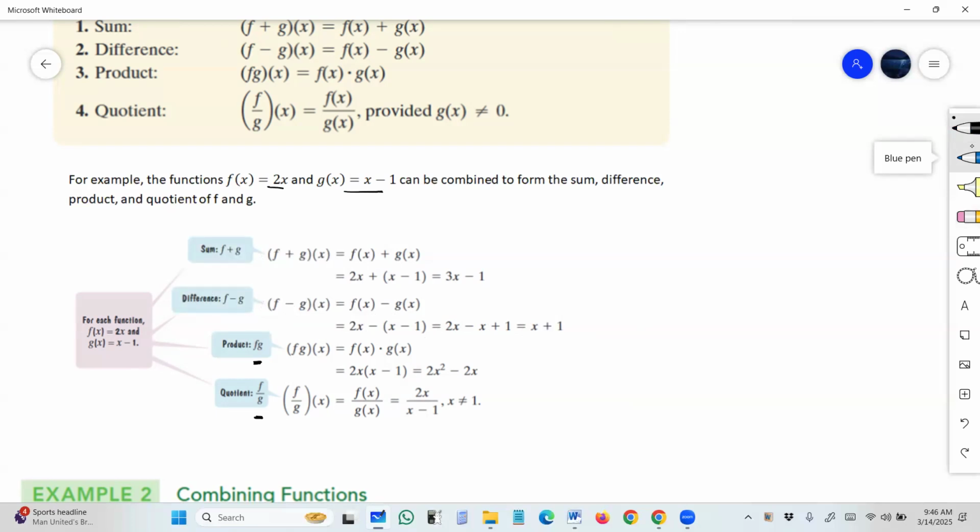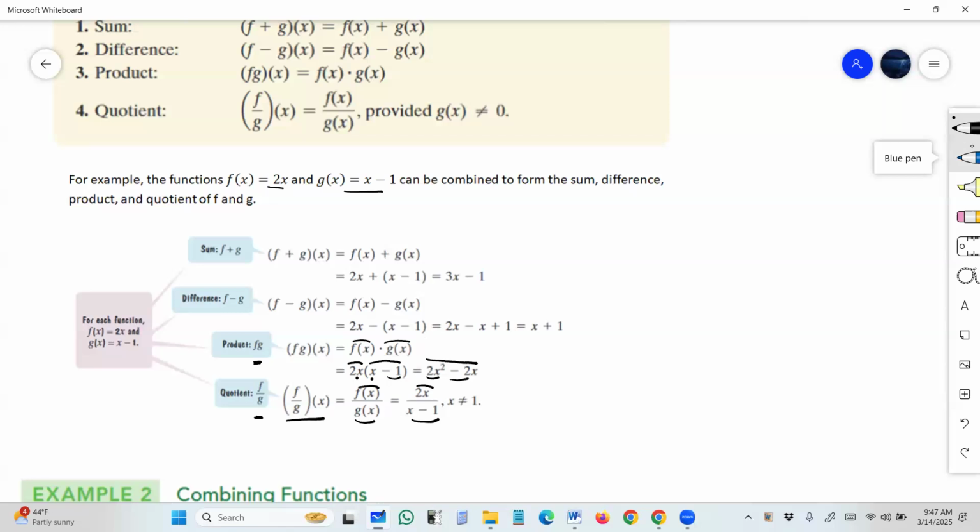So here's multiplication, right? f of x times g of x. So here's f and here's g, and I would just multiply the two. So 2x times x is 2x squared, 2x times negative 1 is minus 2x. So this is the combination f times g. And here's the final combination, f divided by g. So f of x as your numerator, g of x as your denominator, and there's nothing I can simplify, and I stop there.